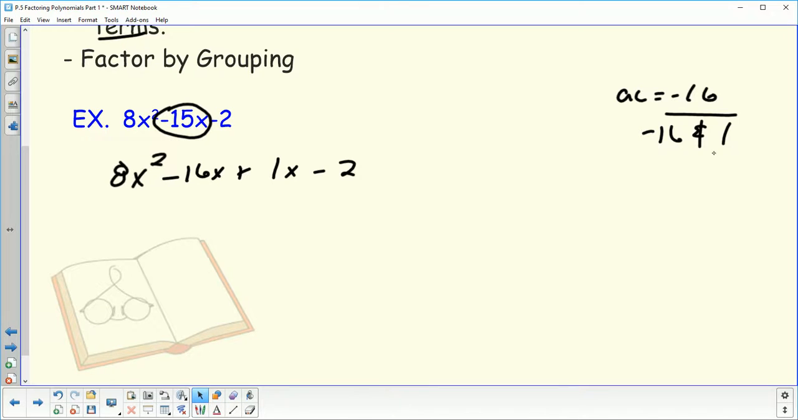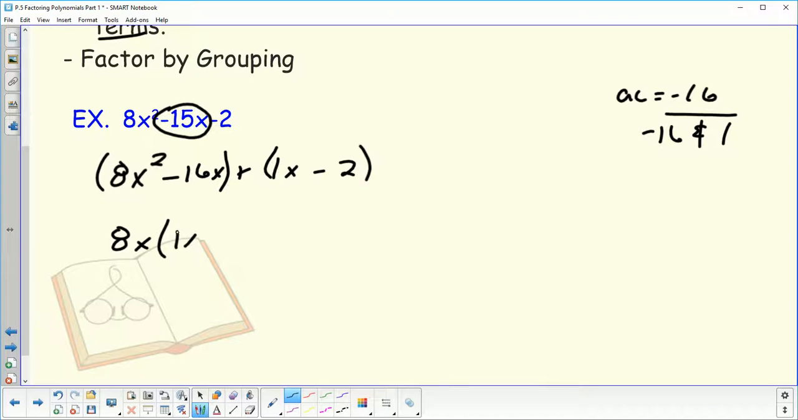And it doesn't matter which order I write these in. And then I'm going to do factor by grouping, meaning I'm going to put these first 2 terms together and the last 2 terms together. And now I'm going to do greatest common factor. So I'm going to factor out what both of these are divisible by, which in this case is an 8x, and is going to leave me with a 1x minus 2, plus, since there's not really anything in common here, I'm going to factor out a 1, which leaves me with a 1x minus 2.